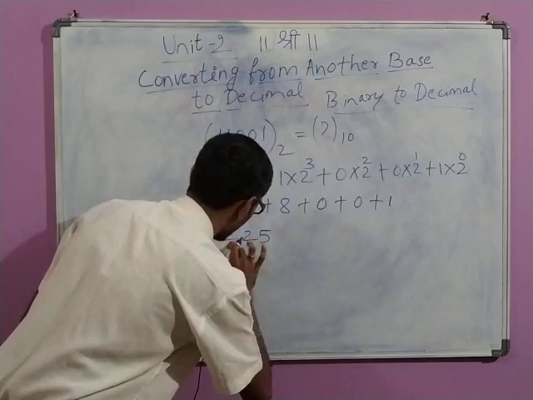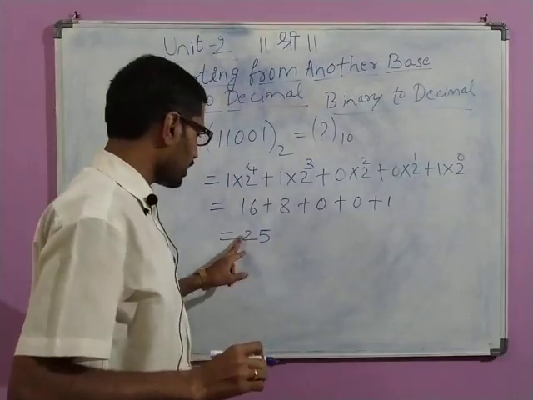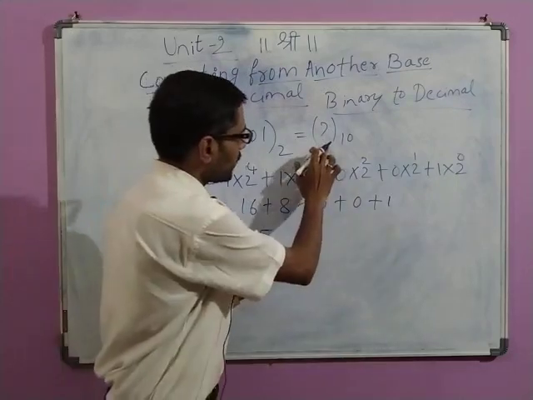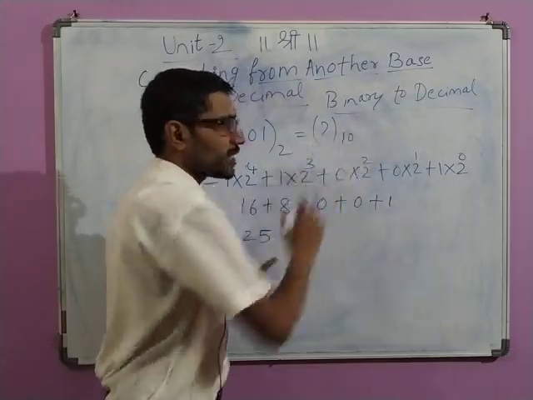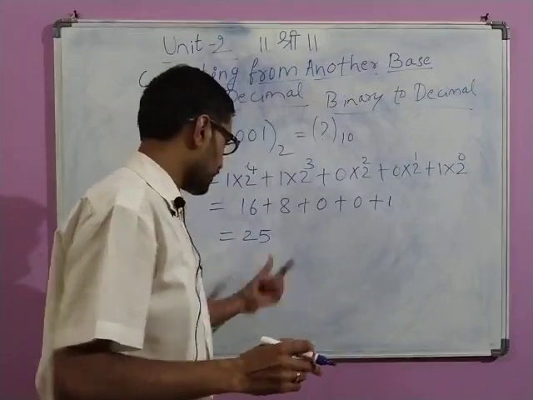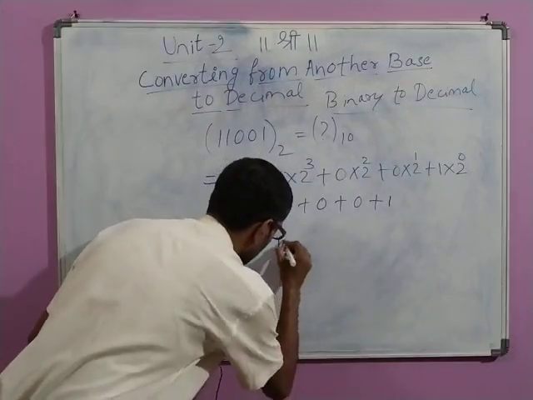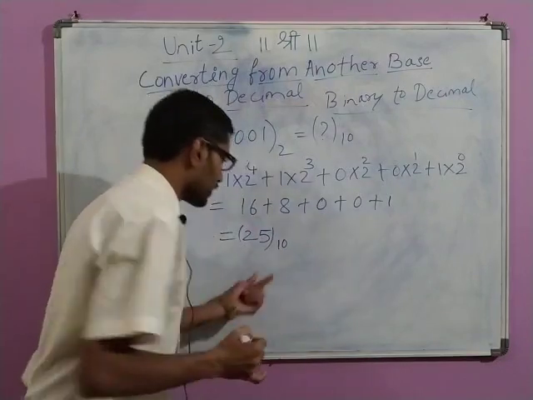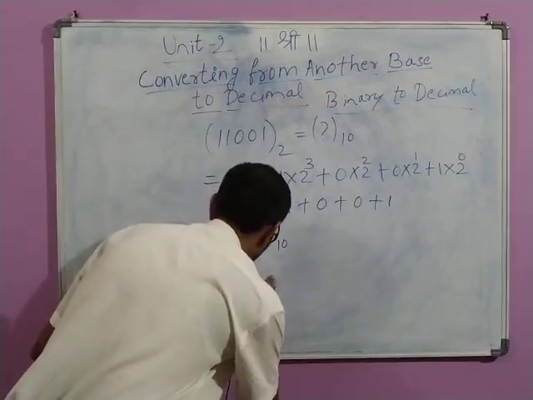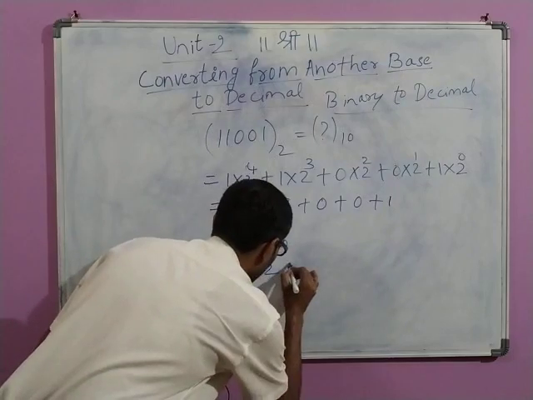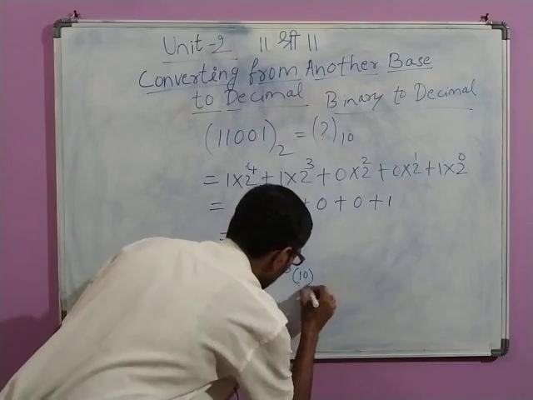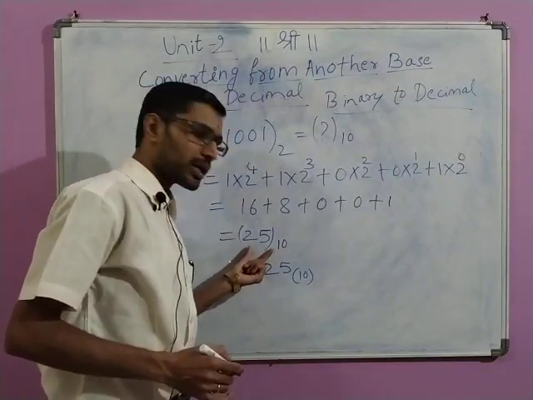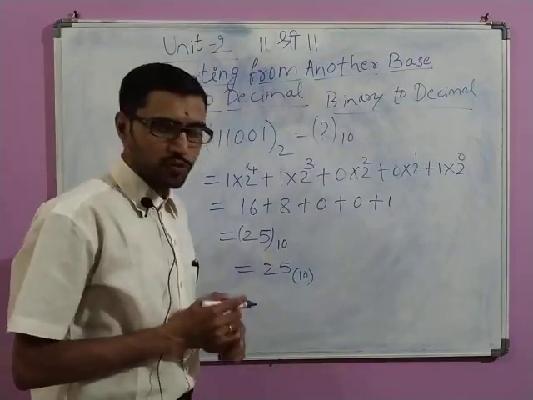Okay, and at the end what you need to write? If you just write 25, you will not get full marks. You need to write the respective base, because we are converting from binary to decimal, so you need to specify the base. To avoid confusion, I am putting the bracket. Either you can put the bracket like this, or some may put the bracket for the base. But most of the time you use this particular way of writing the result. So this is the first example.